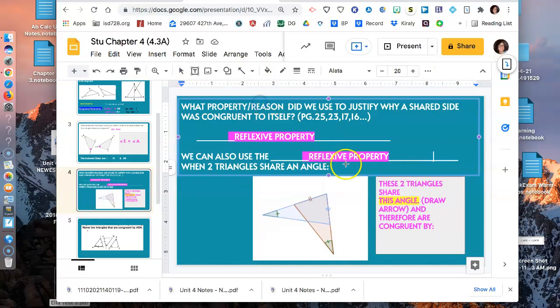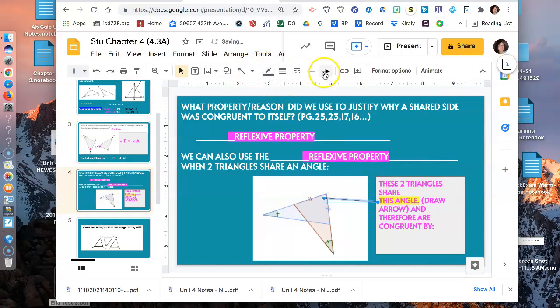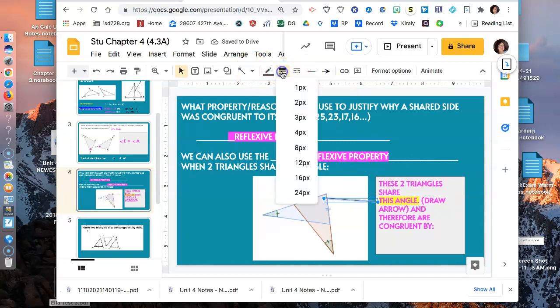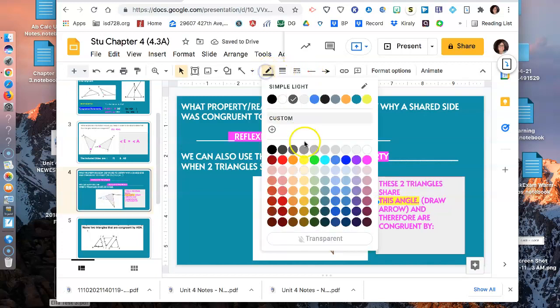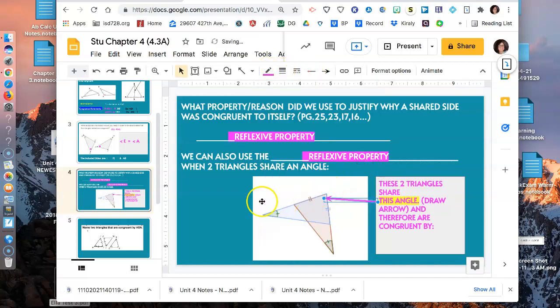Let's go grab an arrow and point at it. They both share that angle. Now I like to put an end at my arrow. And you know me, I like to make it bigger. When I'm talking about angles, I've been pretty consistent with being pink. So they both share this angle right here. If it is 80 degrees in one of them, it's 80 degrees in the other one.